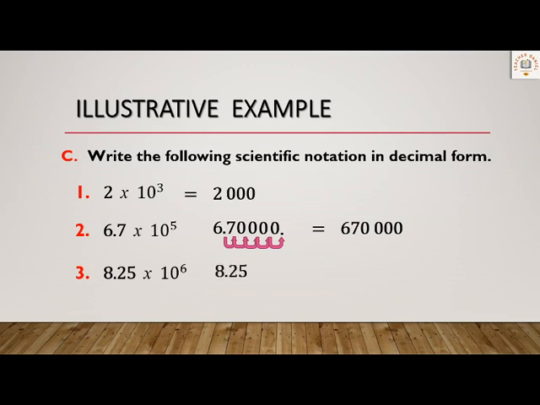So first, let us write 8.25. Then, we will move the decimal point of 8.25 6 times going to the right. So we have 1, 2, 3, add 0, 4, add 0, 5, add 0, 6, add 0. And then, ang decimal point natin, nandun na sa dulo. So our answer is 8,250,000. So that's how we write the scientific notation in decimal form.